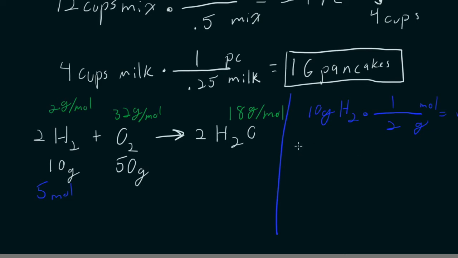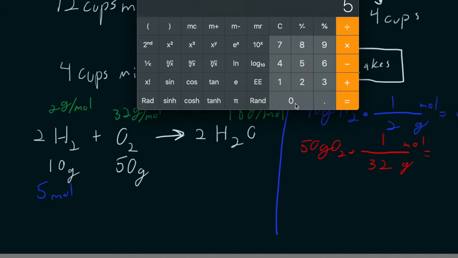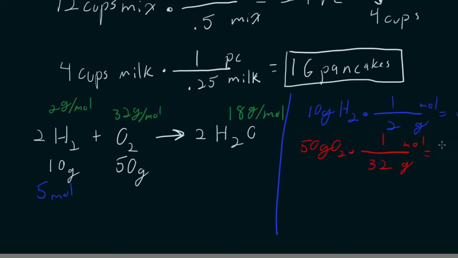Now let's do O2 in red. I've got 50 grams of O2, and I need to convert that into moles, so grams to moles. And so it's going to be 32 on bottom, 1 on top. And that one I can't do in my head, so let's go 50 divided by 32. Okay, that's 1.5 moles. So now I should write in the tab: I've got 5 moles of H2 and 1.5 moles of O2.